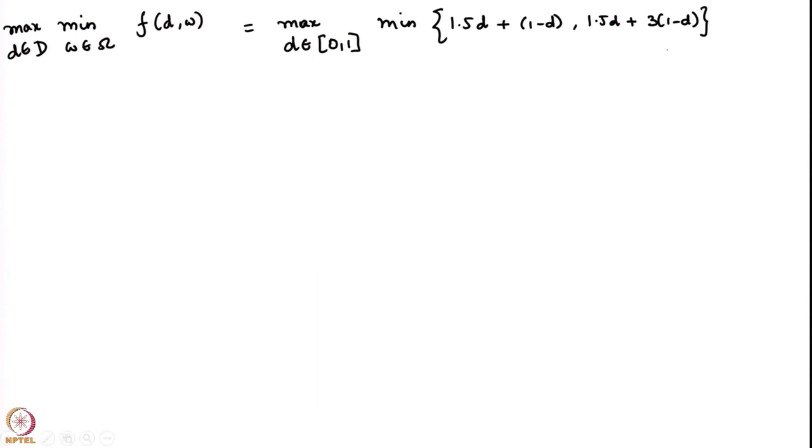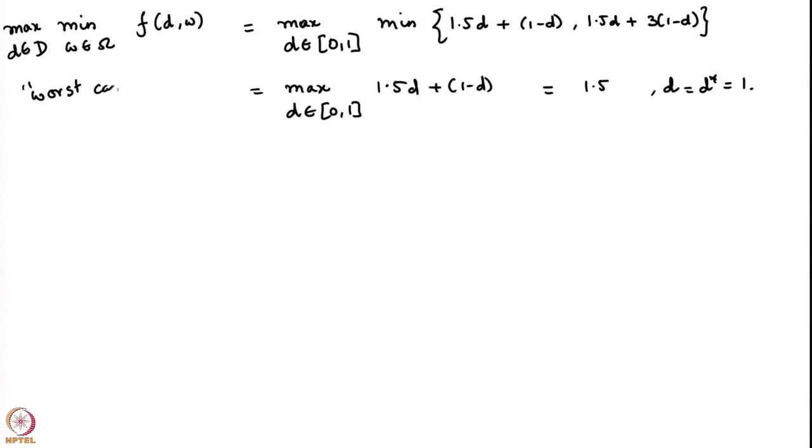Obviously, if you compare these two, it is clear that the first term is the lesser of the two, and what we are doing therefore is choosing the D that maximizes the first term. And what does this say? Well, this says simply that one should put all one's money in alternative A. So the maximum of this is 1.5 itself, and that comes with D equal to D star equals 1. In other words, the entire money should be invested in A, right. So if one looks at the worst case outcome, the answer is invest everything in A.